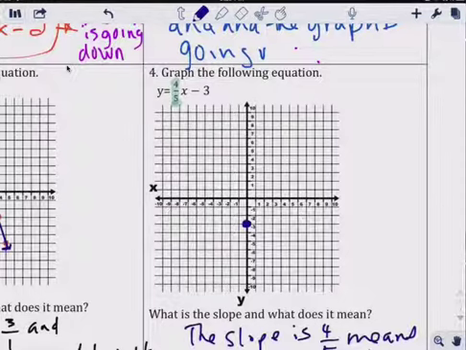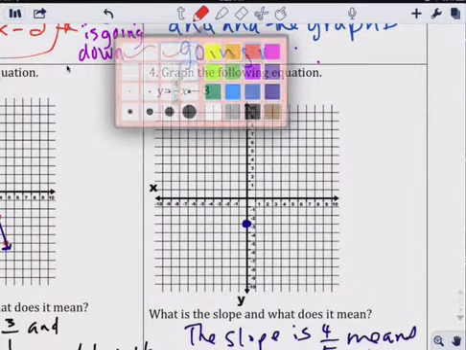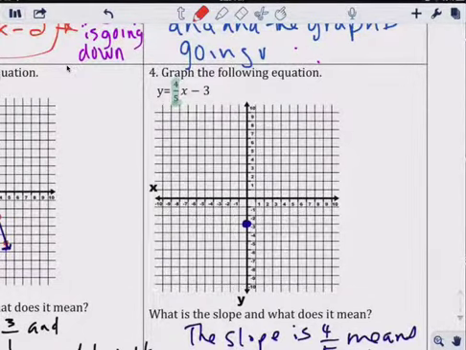That means you go up 4, 1, 2, 3, 4, over 1, 2, 3, 4, 5, right there. Up 1, 2, 3, 4 over 1, 2, 3, 4, 5, right there. Run out of room, you go down 1, 2, 3, 4, over 1, 2, 3, 4, 5, right there. Okay?